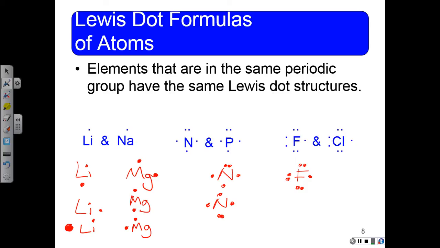All right, what about carbon? Has 4 valence electrons. Okay. All right, so is this right? No. What about this? How about this? All right. So we get the picture here. Good job.